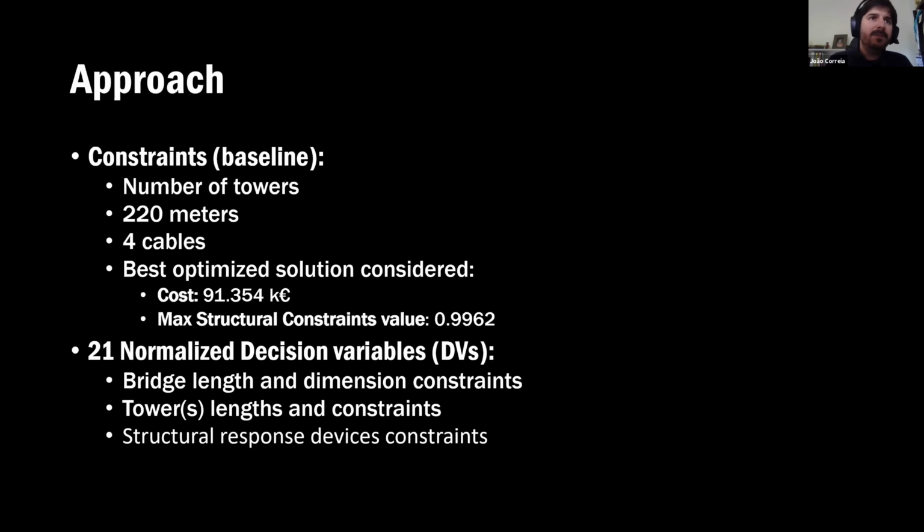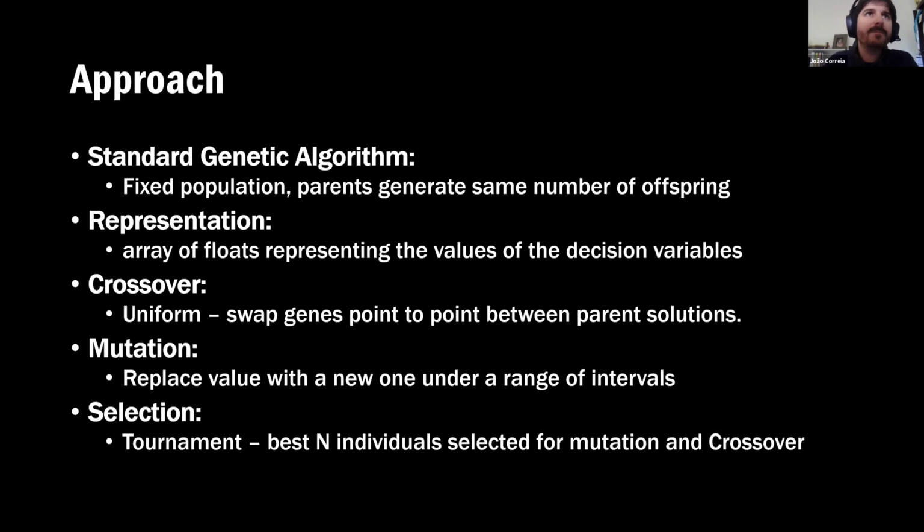We have access to 20 normalized decision variables that affect the design of the bridge, such as bridge length, dimension constraints, tower lengths and constraints, and structural response devices constraints. The structural devices will also help the bridge become more stable, and we are trying to adjust the position and the size of these devices.